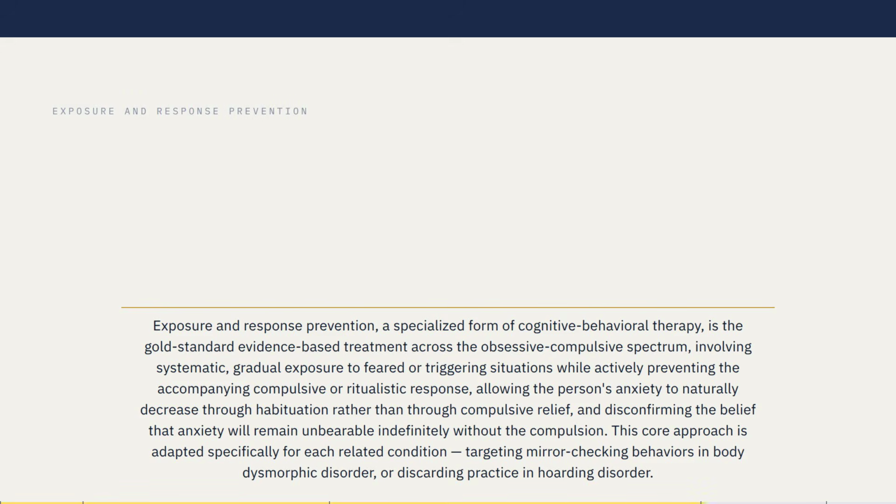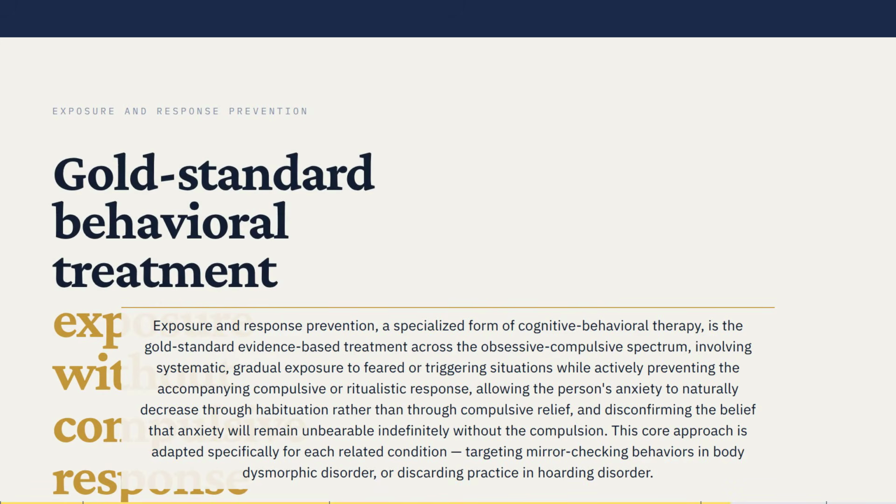Exposure and response prevention, a specialized form of cognitive behavioral therapy, is the gold standard evidence-based treatment across the obsessive-compulsive spectrum, involving systematic, gradual exposure to feared or triggering situations while actively preventing the accompanying compulsive or ritualistic response, allowing the person's anxiety to naturally decrease through habituation rather than through compulsive relief, and disconfirming the belief that anxiety will remain unbearable indefinitely without the compulsion.